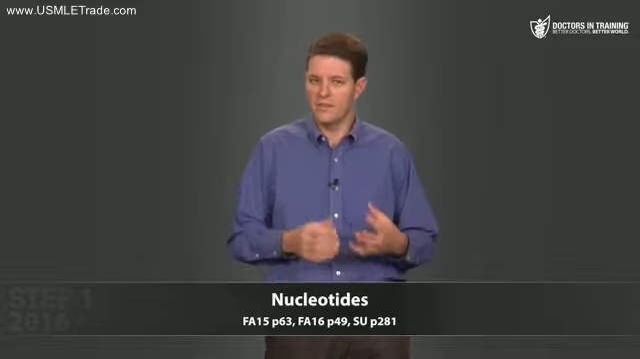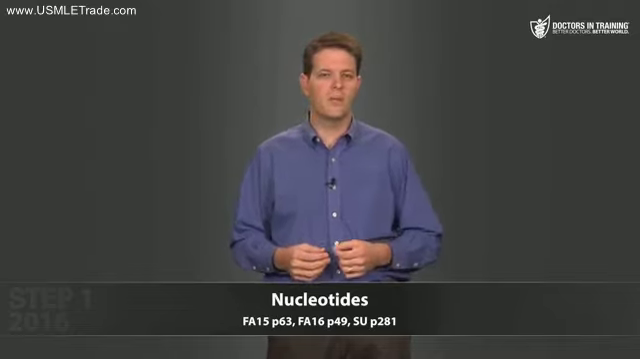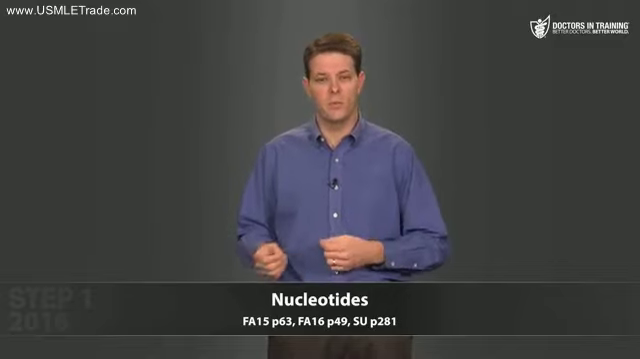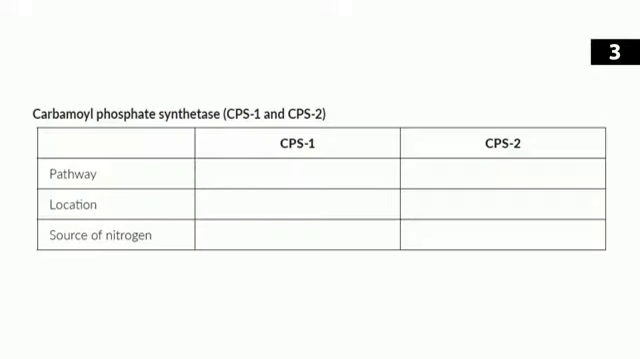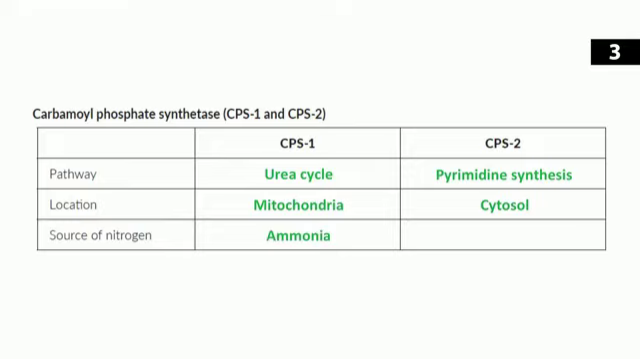Now, CPS1 is involved in a completely different pathway. They both synthesize carbamyl phosphate, but under very different circumstances. So let's look in the study guide and talk about 3 key differences between CPS1 and CPS2. First of all, they're involved in different pathways. CPS1 is involved with the urea cycle, which is covered elsewhere, but CPS2 is involved with pyrimidine synthesis. The second difference is the location. CPS1 is found in the mitochondria, and CPS2 is found in the cytosol. And the third difference is that they have different sources of nitrogen. CPS1 uses nitrogen from ammonia, CPS2 uses nitrogen from glutamine.